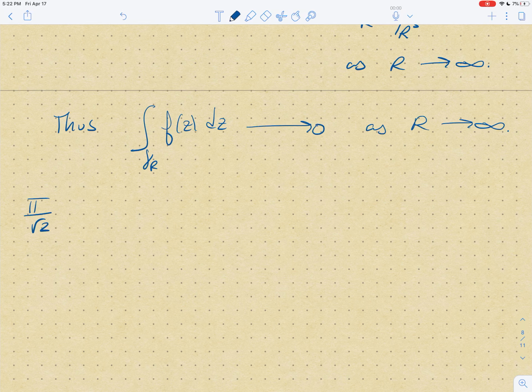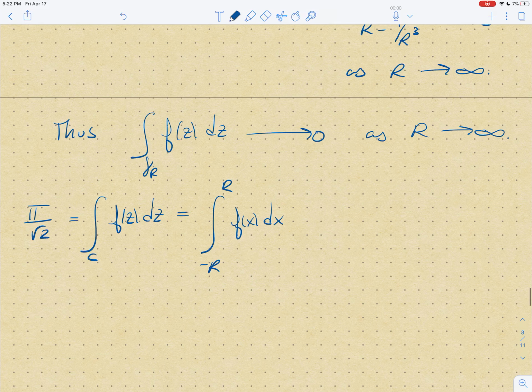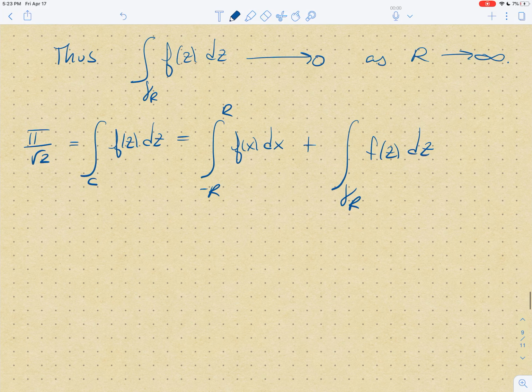So we've seen that pi over root 2 is the value of our function f of z dz around the closed contour C. And this is equal to the integral from minus r to r of f of x dx plus the integral over gamma of r of f of z dz. And then we've seen that, okay, think about it. Let's let r run to infinity, and this value doesn't change.